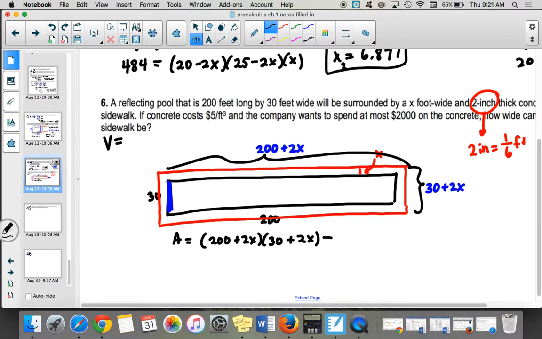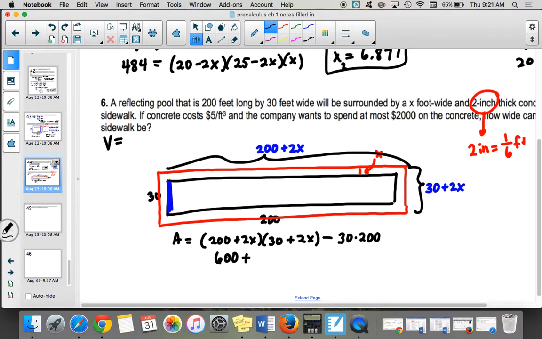And then we're going to subtract out what? The area of that pool, which is 30 times 200, right? Okay, so that's going to be 6,000. And you can FOIL it out or you could leave it. It doesn't matter. There are pros and cons to both. If you don't FOIL it out, you have to put all that into your calculator. So it's a lot of typing, a lot of room for error if you mess up and forget a negative or something. So if we FOIL it out, we do get 6,000.